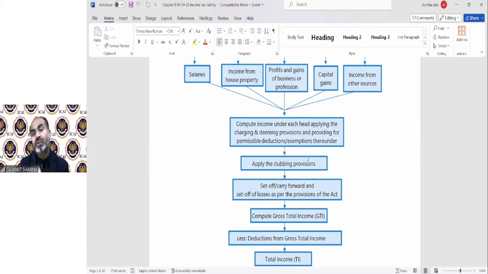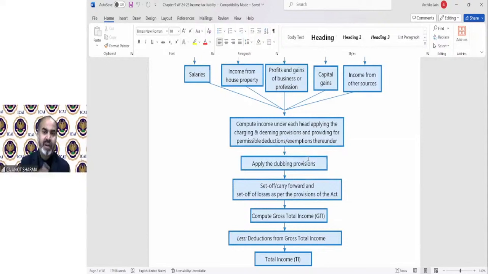Like under salary, there are certain exemptions like HRA, house rent allowance, children education allowance, and standard deduction of 50,000 rupees. The same way, income from house property has deductions regarding interest, pre-construction interest, current year interest, and a deduction of 30% of your annual value also. Profits and gains of business or profession have multiple deductions, like Section 35, Section 35AD, Section 10AA, etc. Capital gain has exemptions, Section 54, 54B, D, E, C, F. Income from other sources has individual deductions regarding the expenses we have incurred.